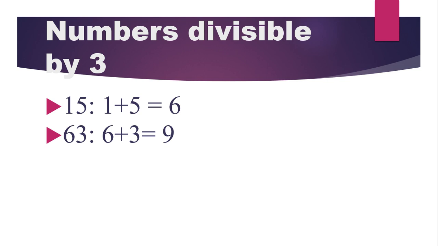We didn't do the division. No, we didn't. But if you want to check, you can go ahead and do the division, and you see that 63 divided by 3 is going to give you 21 without any remainder. And if you check 15 divided by 3, it's going to give you 5 without any remainder. Isn't that beautiful? Well, that's beautiful. Now let's check the next number.